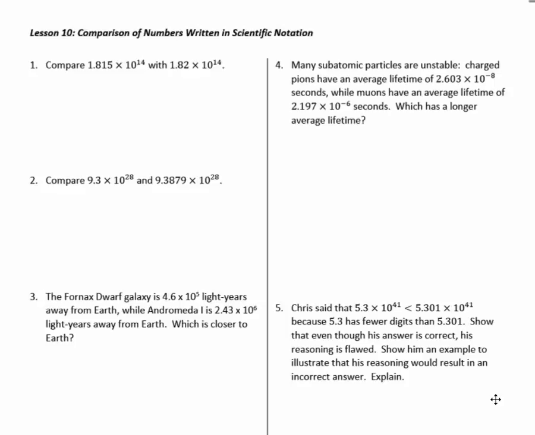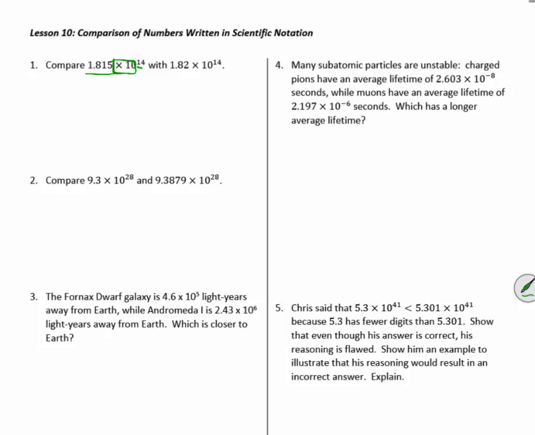Okay, ladies and gentlemen, today we're going to be talking about comparing numbers that are written in scientific notation. So yesterday we learned that a number in scientific notation has to have three parts. It has to have a number between 1 and 10, but if it's 10, it's too big. It has to have the times 10, and then it has to have some exponent.